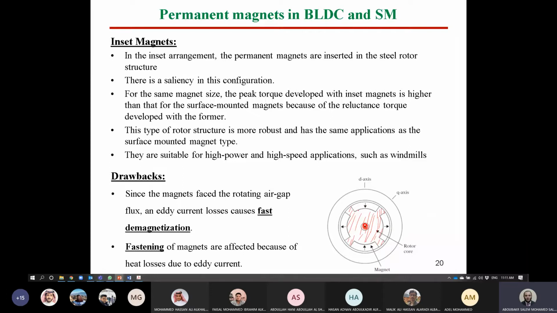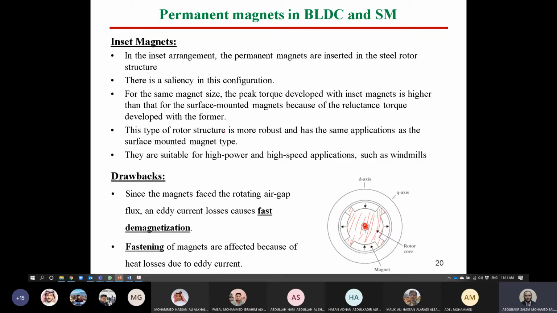Having LD and LQ, actually this is better because it will improve the torque performance, because we now have reluctance torque. We have a component of torque due to saliency. So this is better for us now. So the advantages here, guys, there is a saliency. For a small size magnet, the peak torque developed with inset magnet is higher than that of the surface mounted magnets. So compared to surface mounted, this has better torque performance because of the reluctance torque due to saliency.